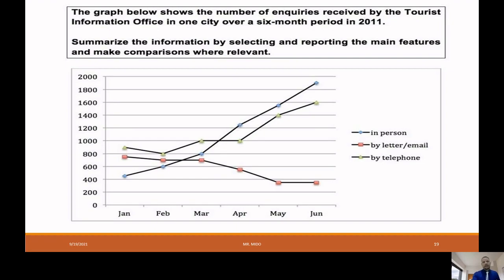Next, now we go back to the question. We finish now, wrapping up the introduction. So what is next? Overview. Perfect. Overview means talking about one point as a general point, or some general information inside the graph, the line graph here.